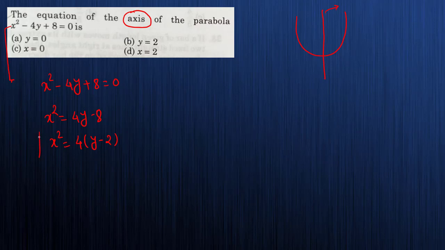Now if you observe, this is what? This is my standard equation of a parabola. So it is x minus h whole square equals 4 into bracket y minus k. Okay, so why is it standard form? This is a shifted parabola.